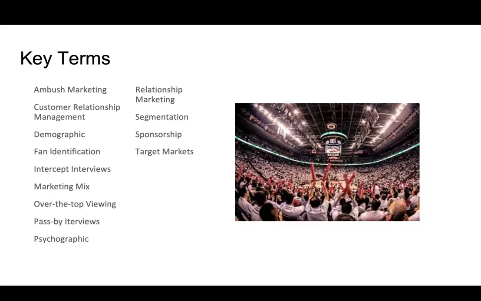So here are the key terms. Again, these are all in your book. They are highlighted through the chapter, so you have the opportunity to make sure that you know all of these. A really big one here, ambush marketing. We're going to talk about what that means, what that entails, and how it's utilized by competition to try to steal market share and distract customers away from the key marketing of an event or a product.